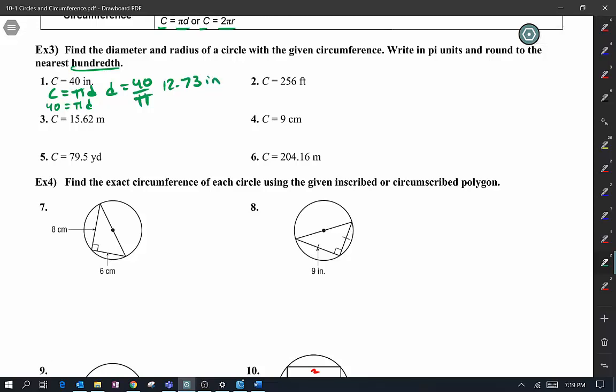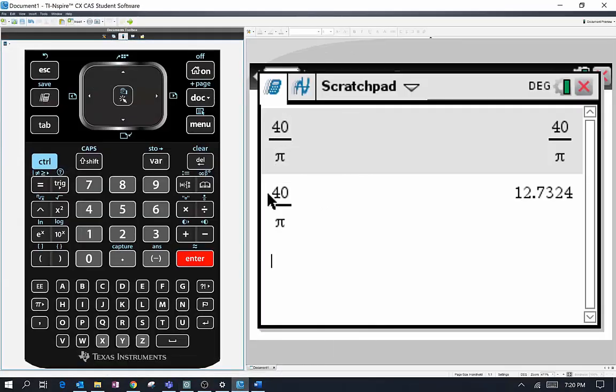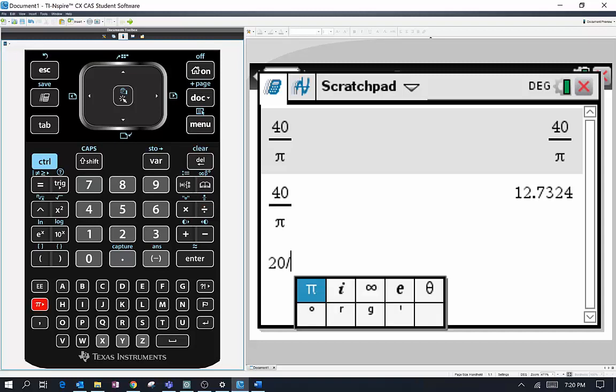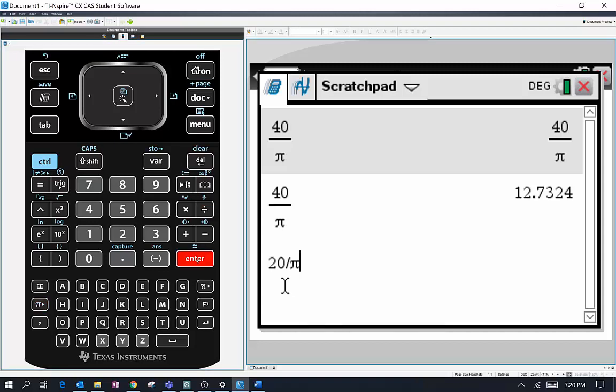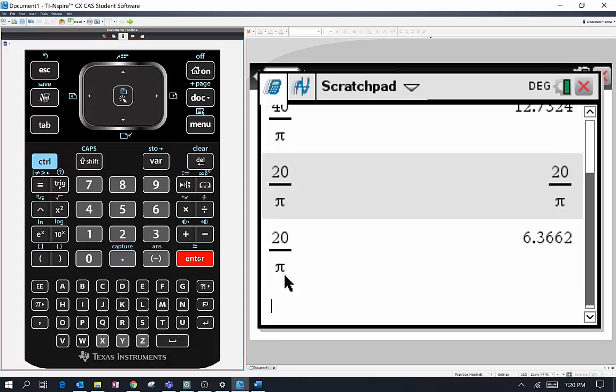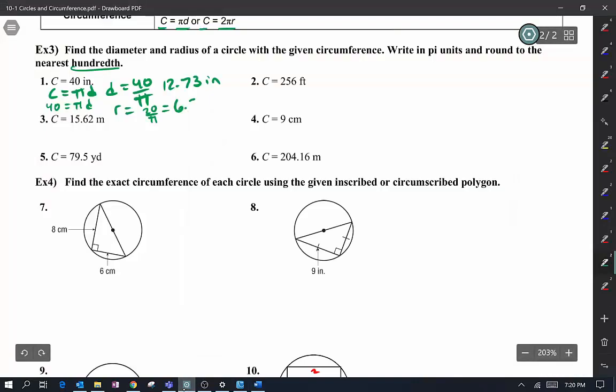Now the diameter is 40 over pi, so the radius is 20 over pi. And the radius is also equal to, what is 20 divided by pi? 20 divided by pi is about 6.37. So about 6.37. That's it.